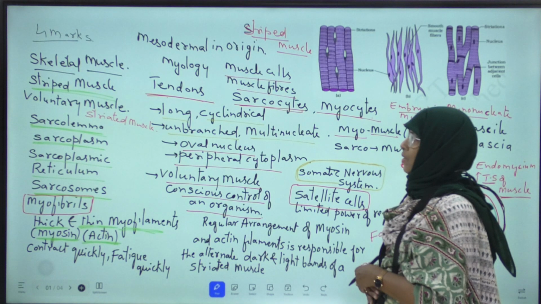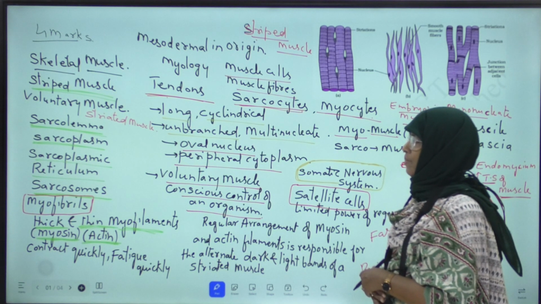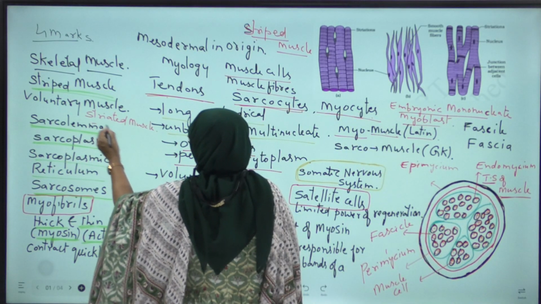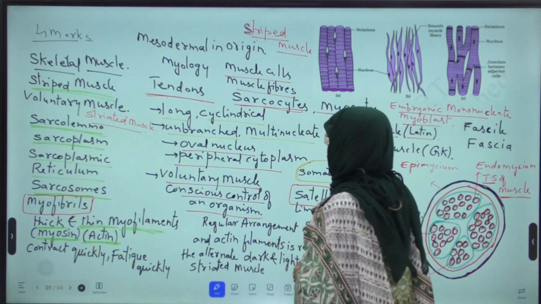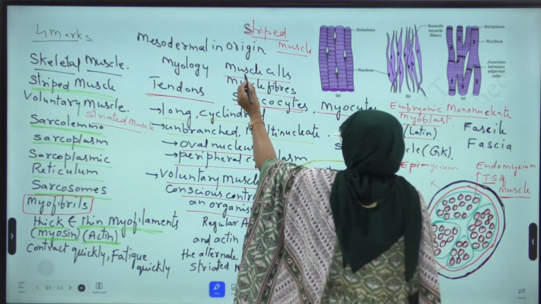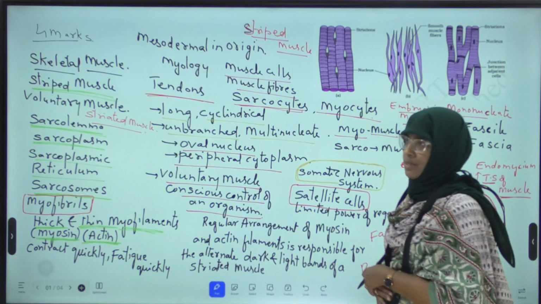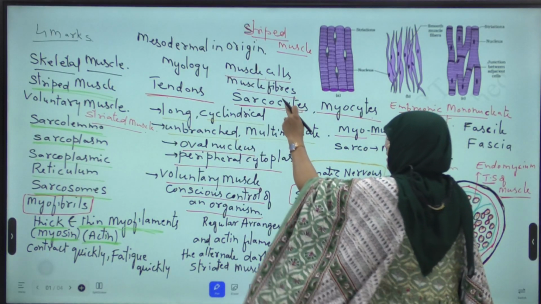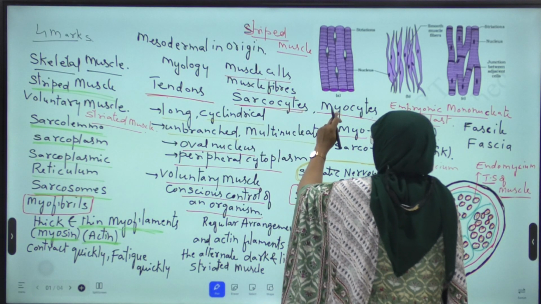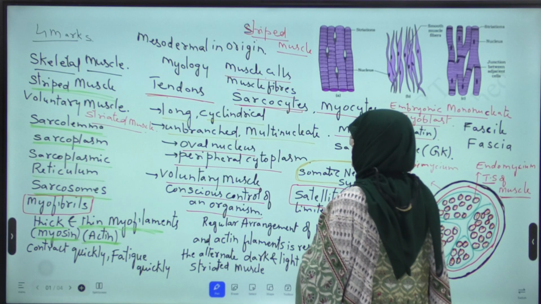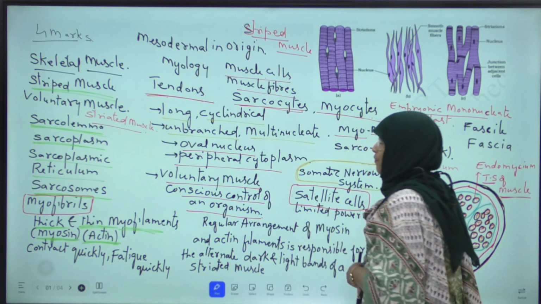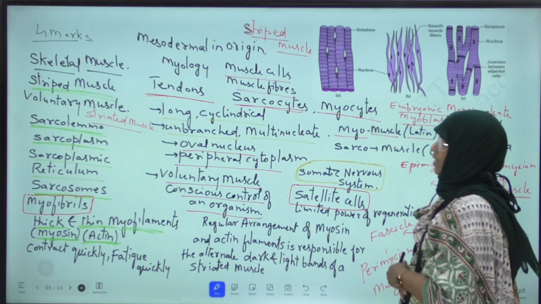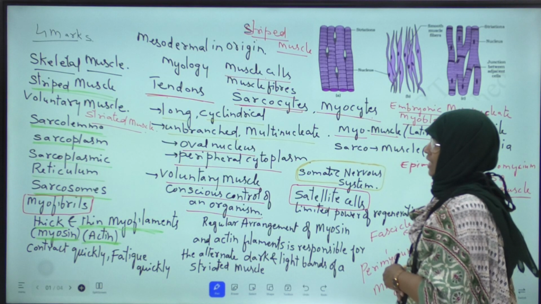In today's class we are going to discuss the structure of skeletal muscle. Skeletal muscle is otherwise called striped muscle or striated muscle. Skeletal muscle is made up of many muscle cells. Muscle cells are otherwise called muscle fibers, sarcocytes or myocytes. All are the same. Now we will discuss the structure of skeletal muscle.